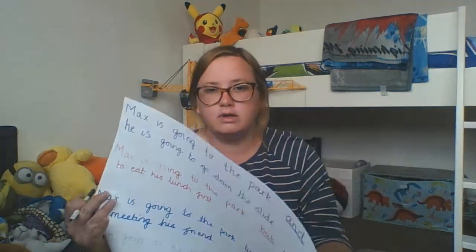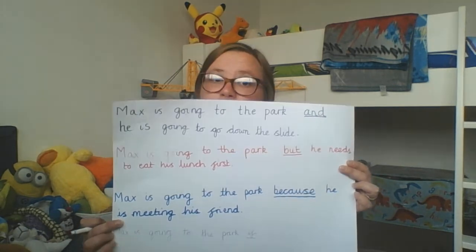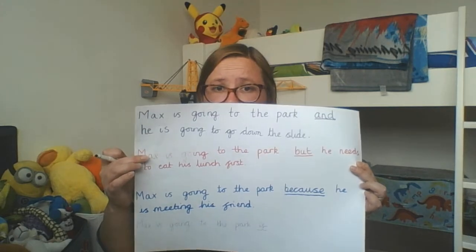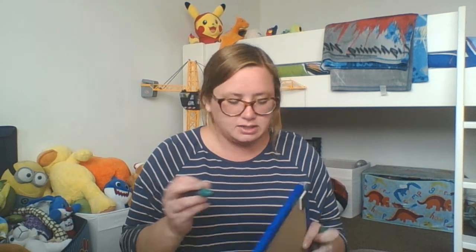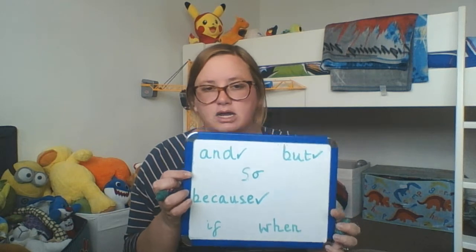So, third sentence. All about Max going to the park, but again, it gives me new information. So Max is going to the park because he's meeting his friend. So he likes slides, he's eating his lunch, but he's also going to be meeting his friends. Gives us more details about what's happening. We have completed because. I'm going to tick that off my list so that I don't forget. So we've got so, if, and when. Let's see if we can complete those and see what other information we can gain from using these conjunctions to join our ideas together and to give us a little bit of extra information.